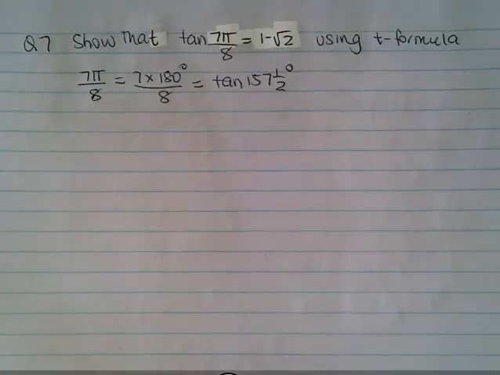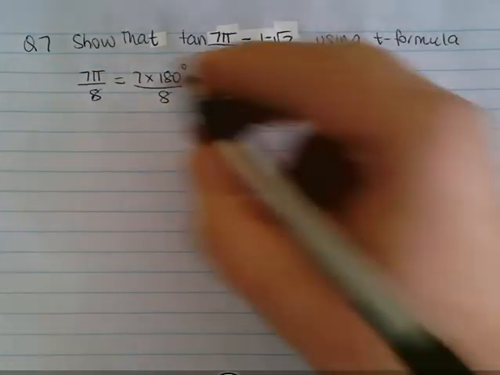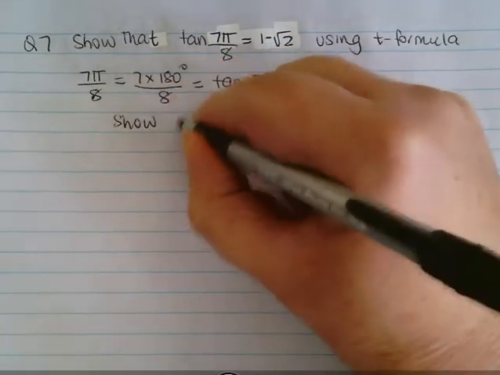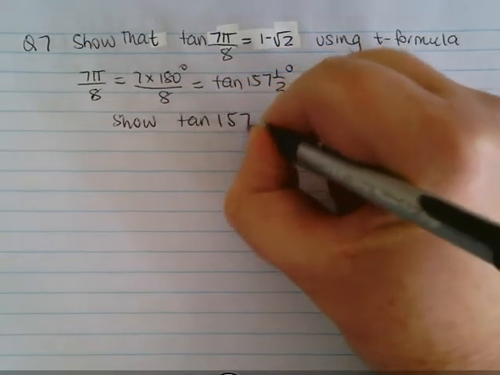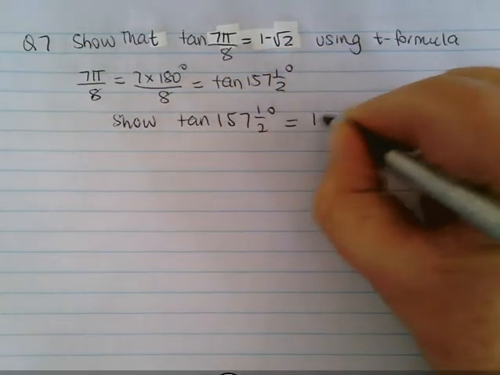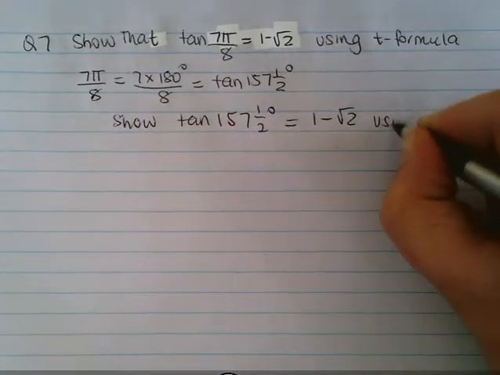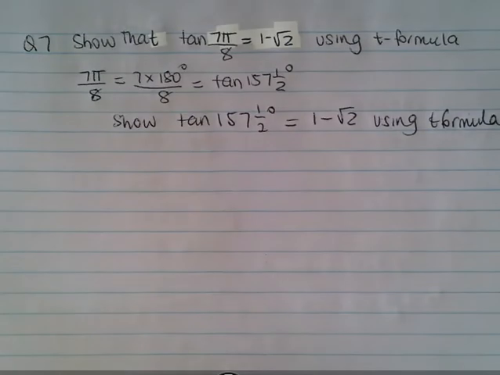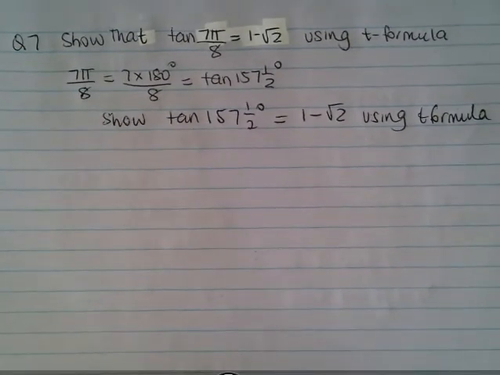Show that tan of 7 pi on 8 equals 1 minus root 2. Remember, we're just in prelim course. Pi is 180 degrees. In other words, the question is, we're just really saying, show that tan of 157.5 degrees equals 1 minus root 2 using t formula. That's what the question's asking you. Okay?